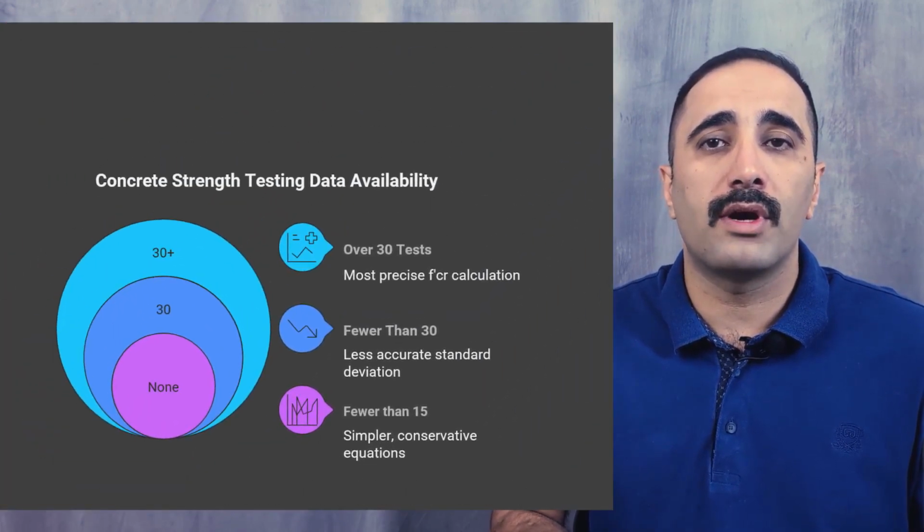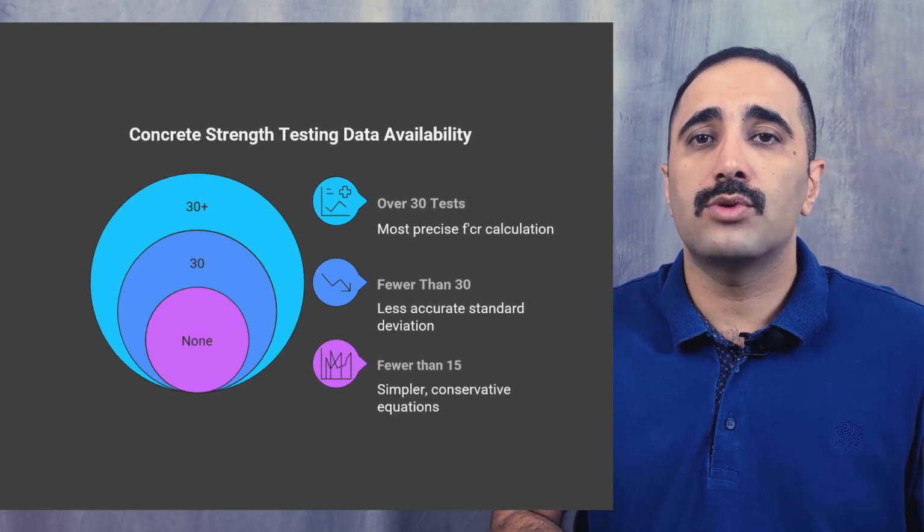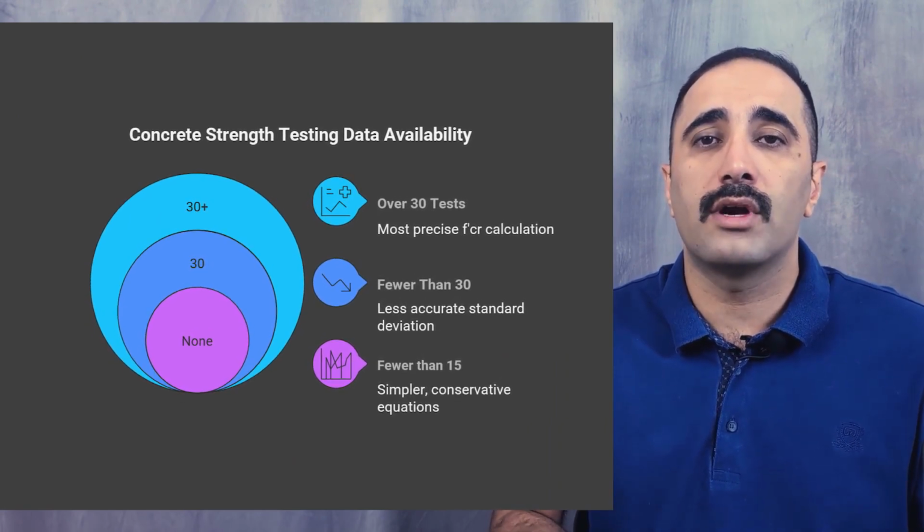So here's what you need to remember. F'(C) is what your structure needs. F'(CR) is what you specify to account for variability. Better quality control means lower standard deviation. This leads to smaller safety margins and lower costs.